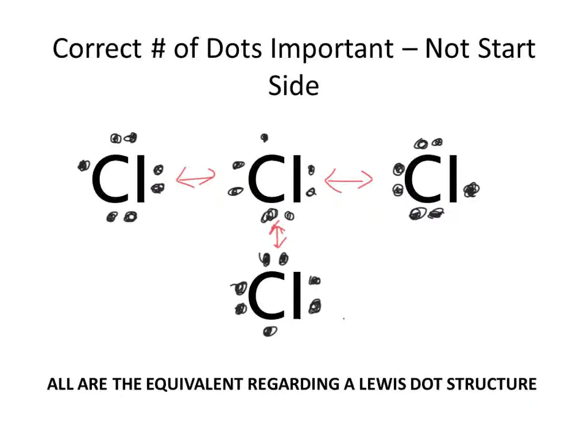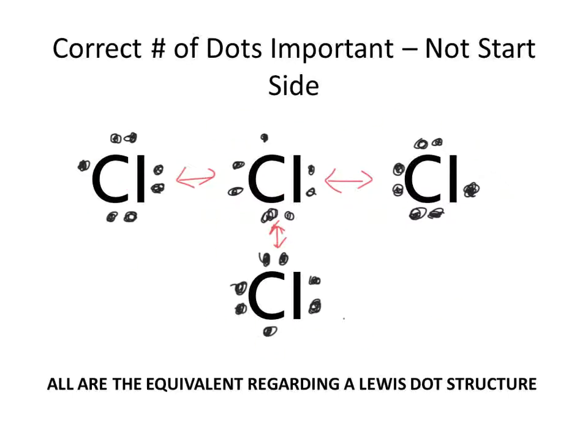Now we're only concerned about the correct number of dots. The correct number of dots is important, not the start side. So remember, I told you to put the first 2 electrons on the start side. You could put the first 2 electrons here, here, here, or here, depending on which way you want to do it. There's no right way for any of these. These are all equivalent.